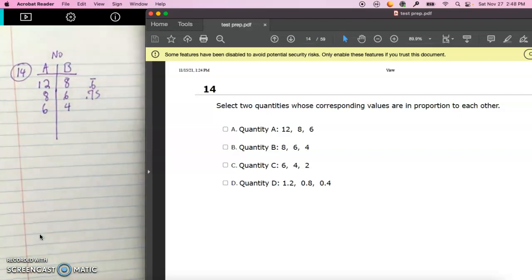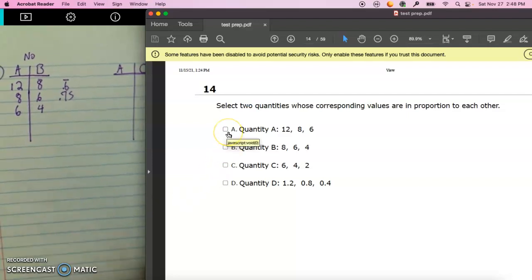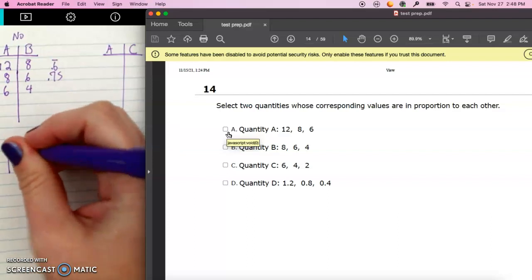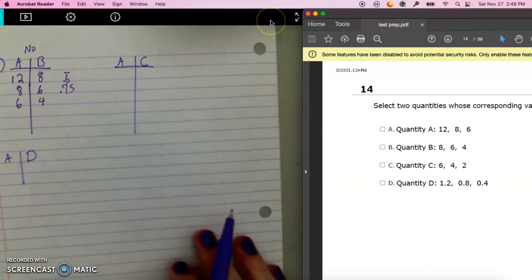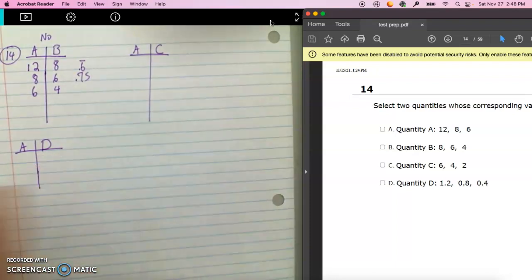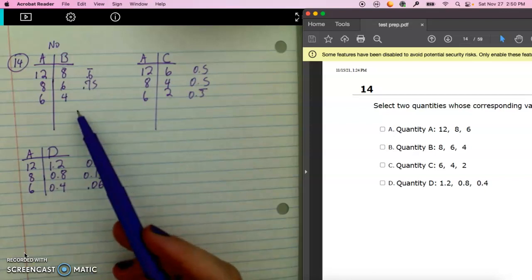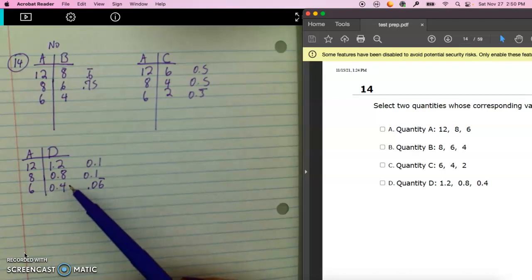We're going to need to check A and C. We're going to need to check A and D, and every other combination that we can do. Yes, it's tedious, but it will be worth our while. So go ahead and do those two and check back in with me. Go. Okay, I have checked A and B, A and C, A and D. None of them are proportional. So A is not an option.